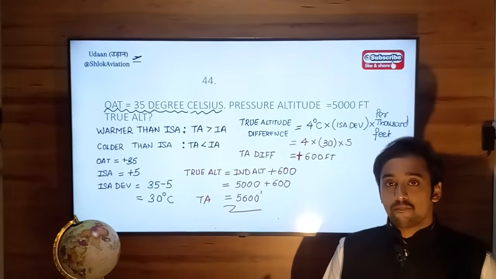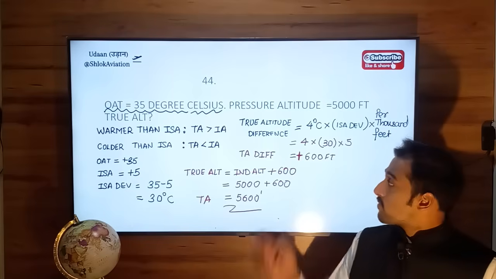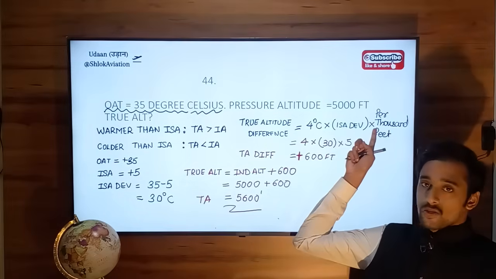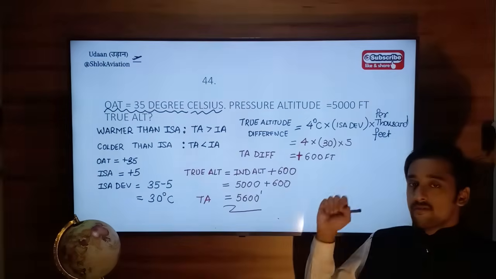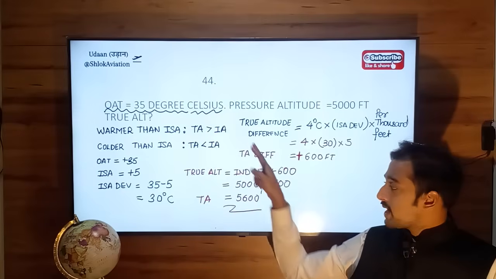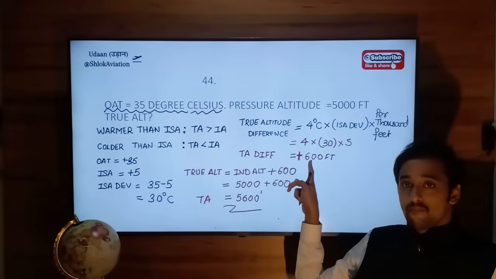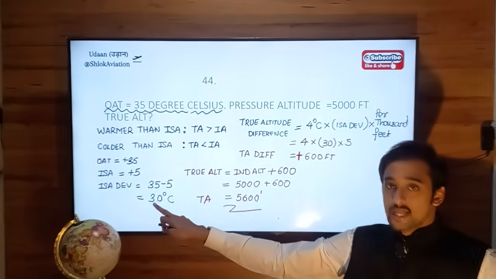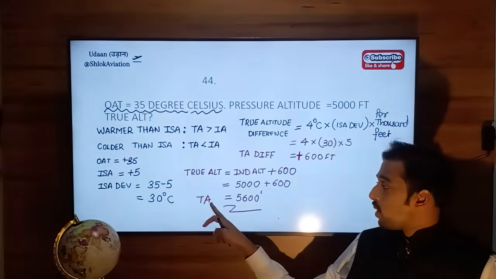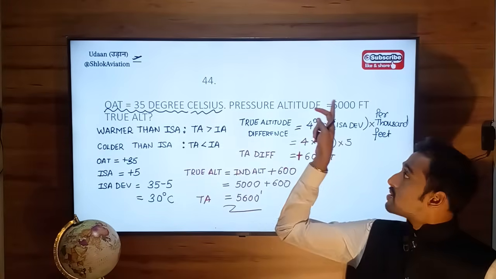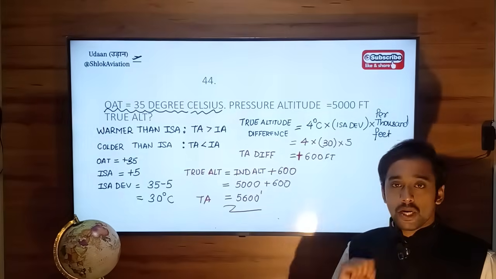So when there is a temperature given in the question, you have to use this formula: 4 into ISA deviation into per 1000 feet, and then substitute the values. When temperatures are warmer than ISA, true altitude will be more than indicated. We found that the temperature is warmer by 30 degrees Celsius. Therefore, our true altitude has become 5,600, more than the indicated altitude of 5,000.